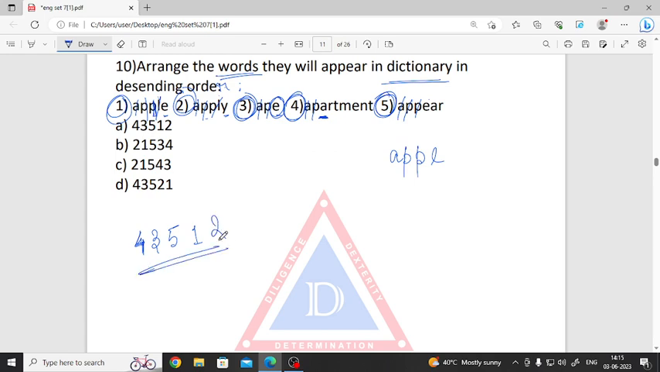So what is the sequence? 4 3 5 1 2. Option number A is the answer.